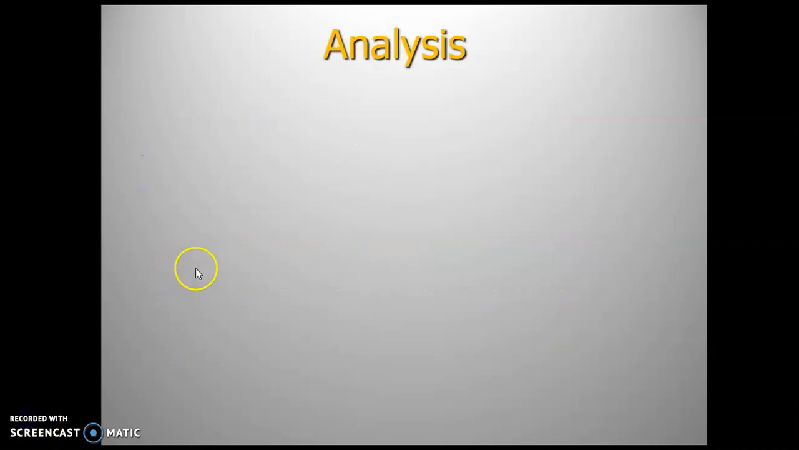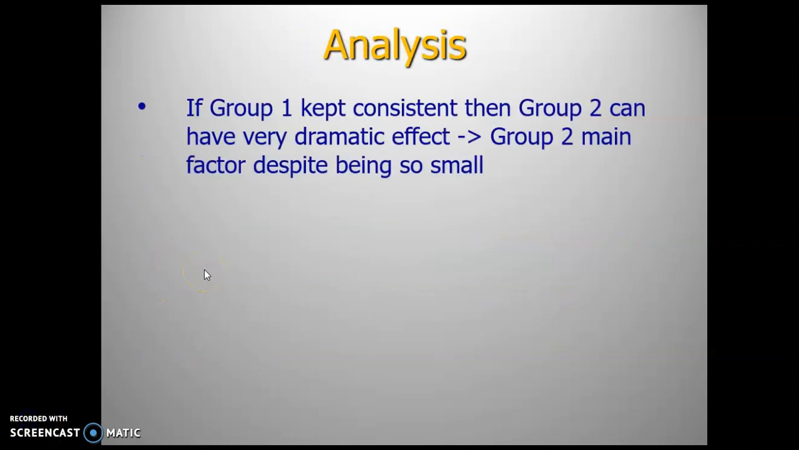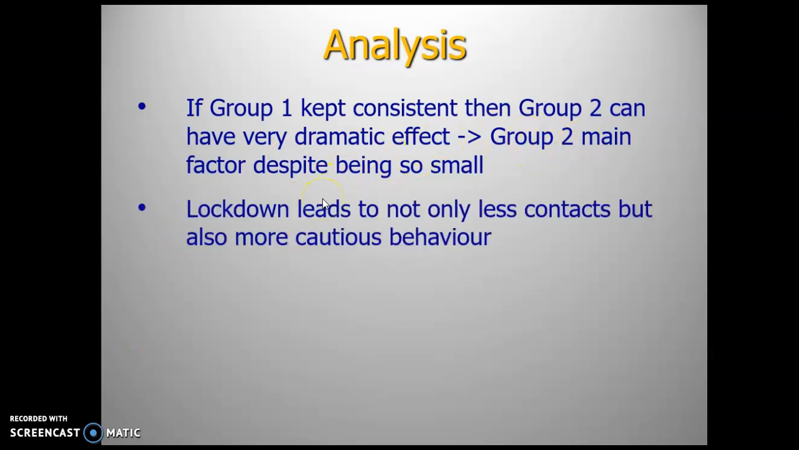So what are the analytical results of the model? Now, the first thing is that if group 1 is kept consistent, so they behave very consistently over the whole year, but group 2 sometimes has to go to school and sometimes doesn't, group 2 can have a very dramatic effect and change the infection rate by a huge amount, although it only makes up 10% of the total population. So group 2 is a main factor despite being so small.